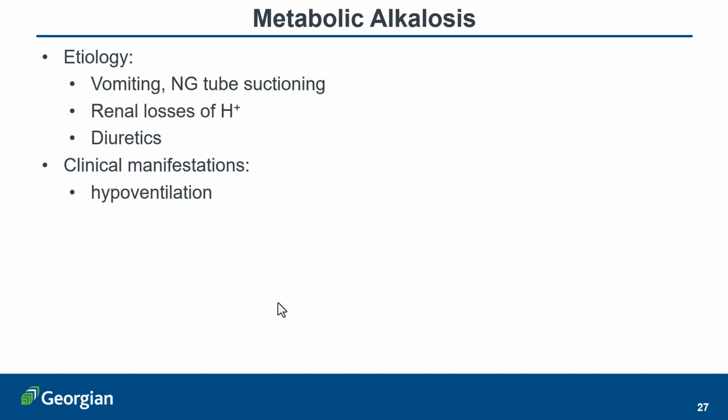Lastly, for metabolic alkalosis, that could be due to vomiting or nasogastric tube suctioning as you remove all the acid-rich secretions in the stomach, or it could be due to renal losses of acid, or various diuretics, especially the loop diuretics such as furosemide. The clinical manifestations are not very specific. It just has to do with the respiratory compensation, which would be to try to retain as much CO2 as possible. That would result in hypoventilation.